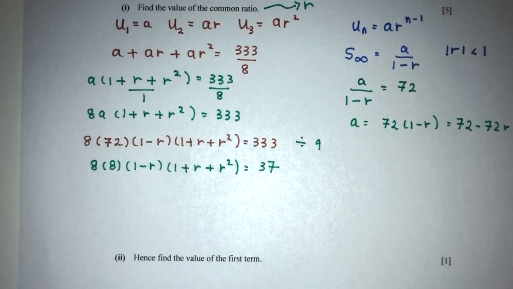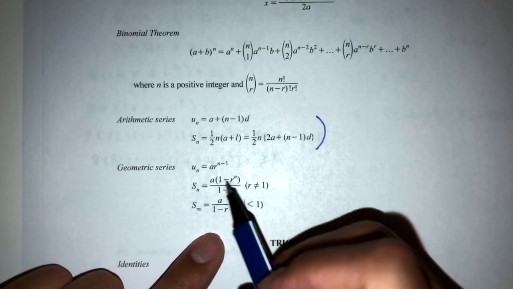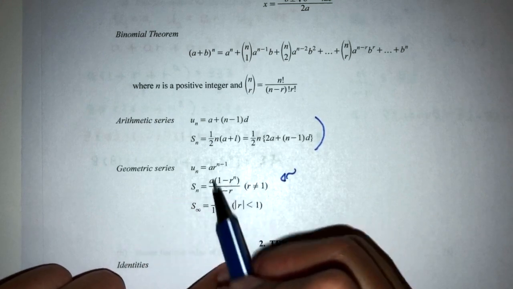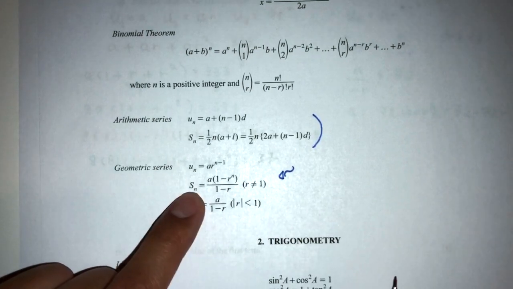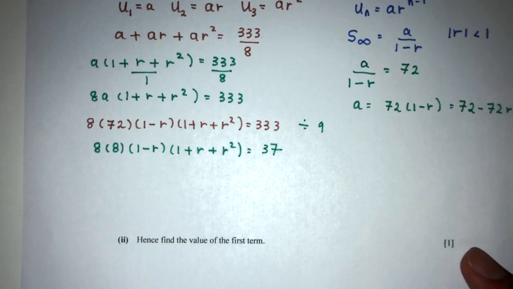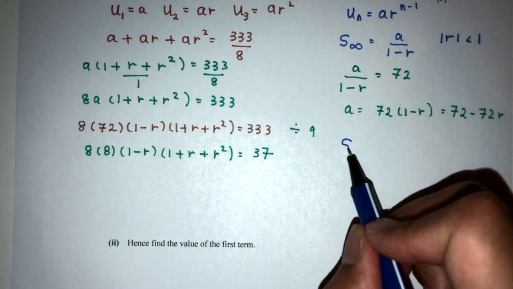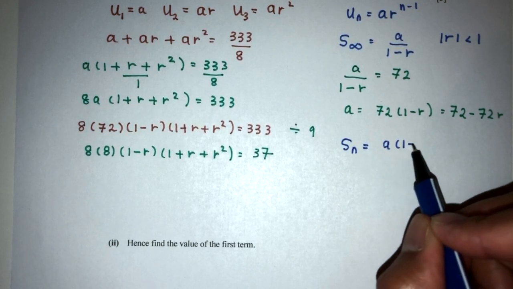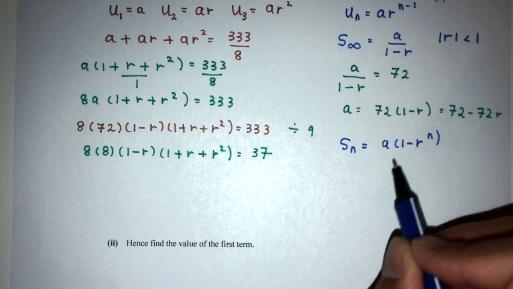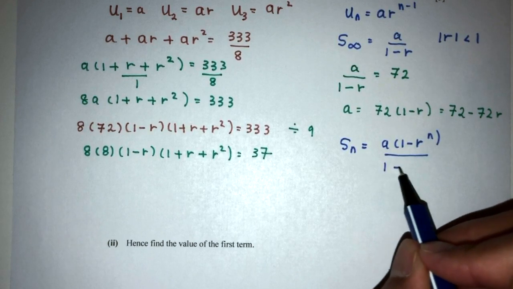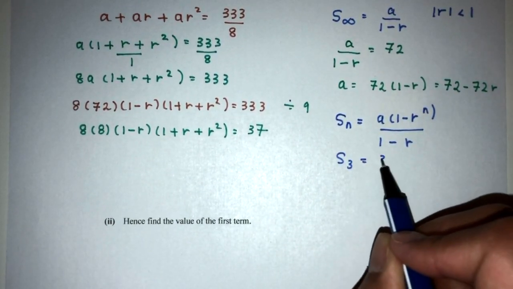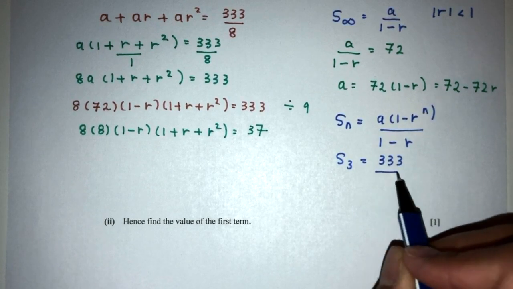I apologize for that. If you see here, we have what? The sum of the first n terms is given by this. So I forgot to use this one. This is my fault. Let me write this down again. The sum of the first n terms is given by this formula, which is a times 1 minus r to the power n over 1 minus r. So the sum of the first three terms is given by 3 over 8.